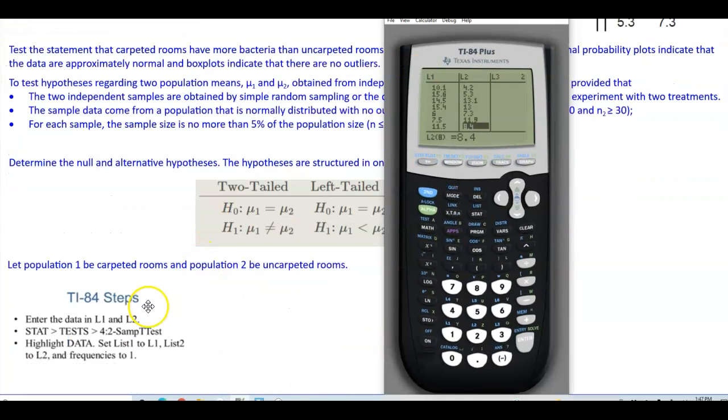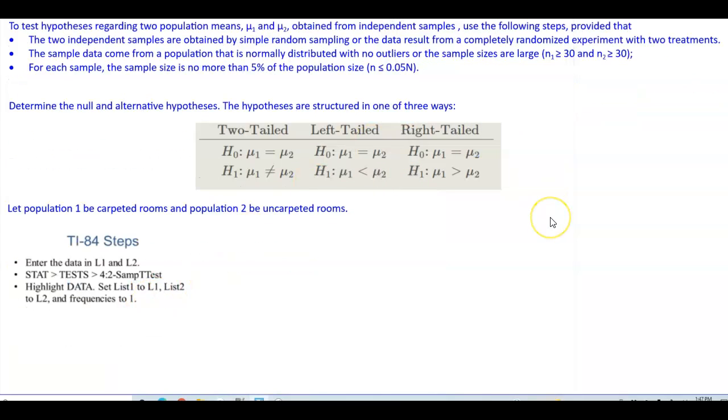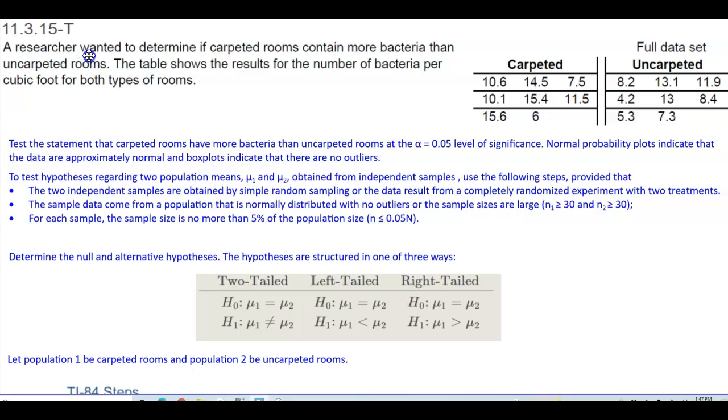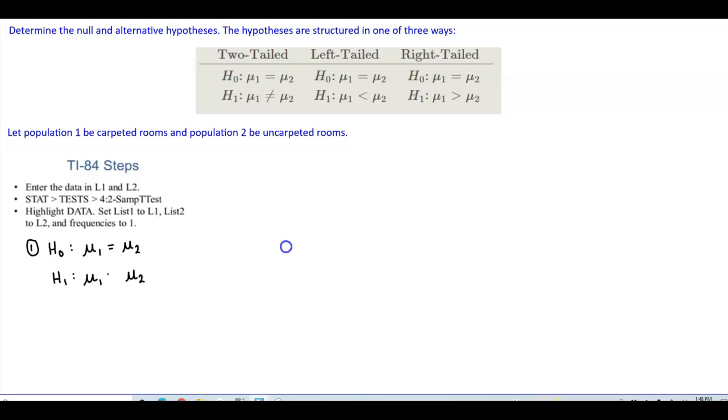Okay, now the next step is that we want to write down the information that we're looking for. What is the null and what is the alternative hypothesis? Well, we know that the null is always going to contain the equality. So population mean 1 is going to equal population mean 2 when we're comparing the two means. Then we have to figure out what the alternative hypothesis is, meaning what is the claim? If we go back to the first sentence, it says a researcher wanted to determine if the carpeted rooms contain more bacteria than the uncarpeted rooms. So that means we're comparing population mean 1 with population mean 2, so that means we're going to have a greater than here.